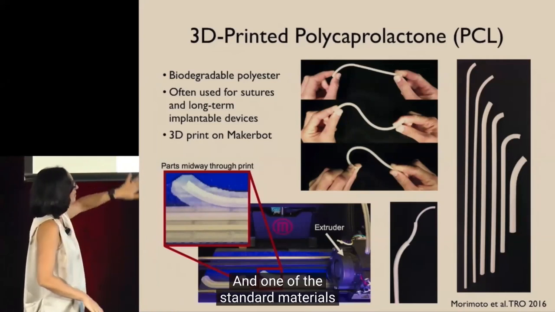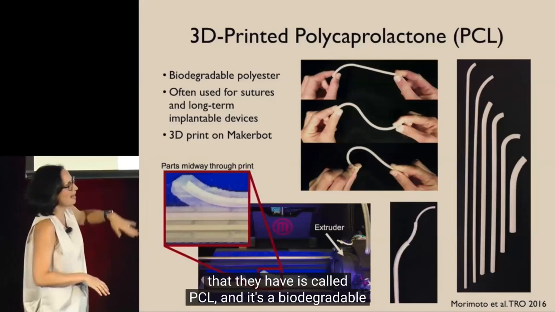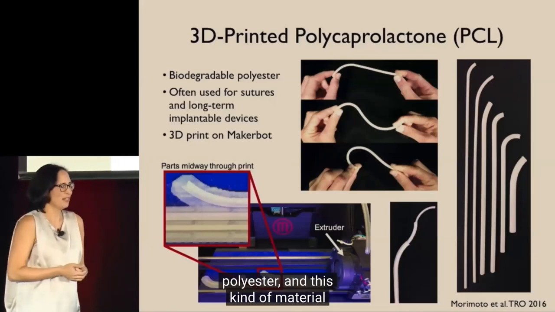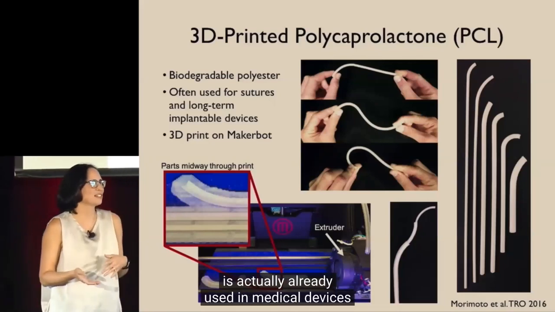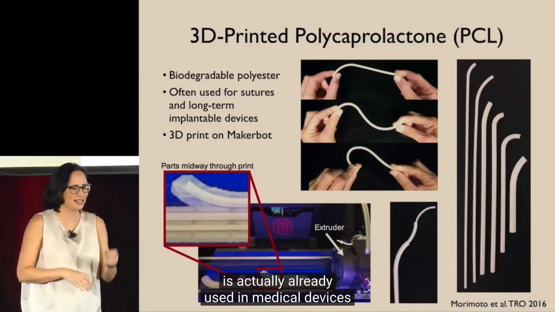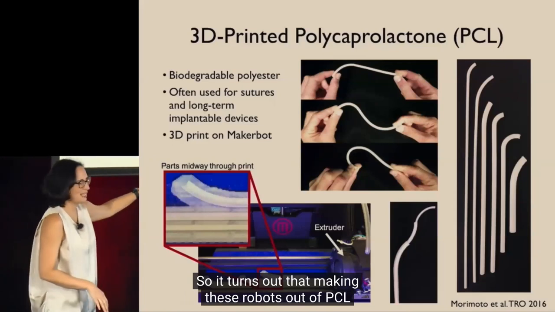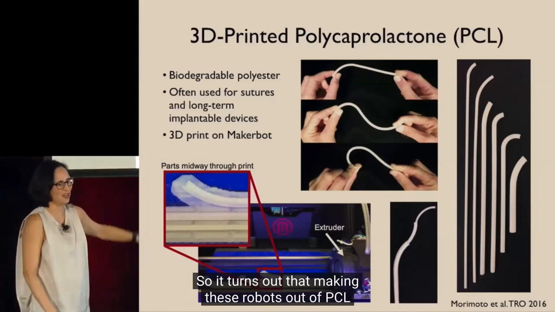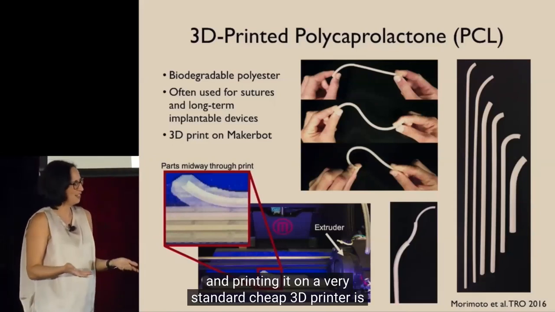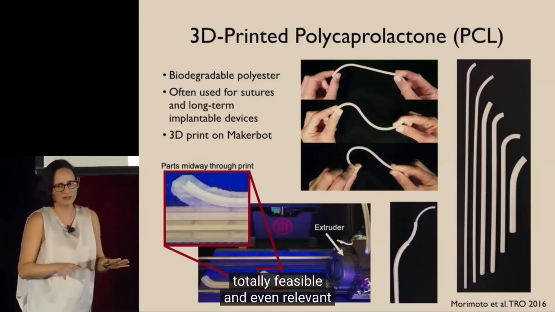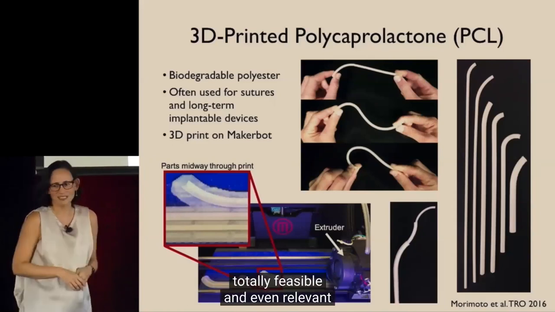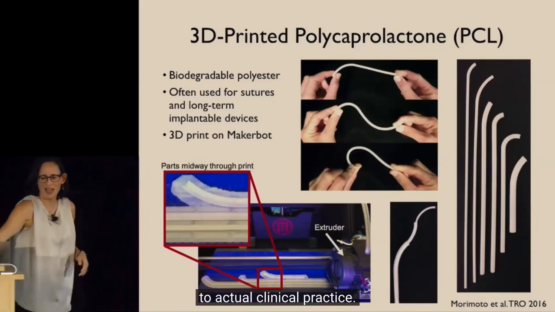And one of the standard materials that they have is called PCL, and it's a biodegradable polyester. And this kind of material is actually already used in medical devices and even in sutures. So it turns out that making these robots out of PCL and printing it on a very standard, cheap 3D printer is totally feasible and even relevant to actual clinical practice.